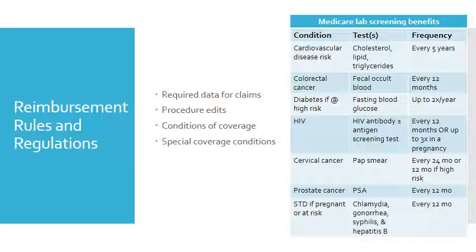You have a Chem 7 or you have a complete metabolic profile. Why would you order both, right? The complete metabolic profile includes the Chem 7. Why would you order both? So these are things that you have to be able to identify.